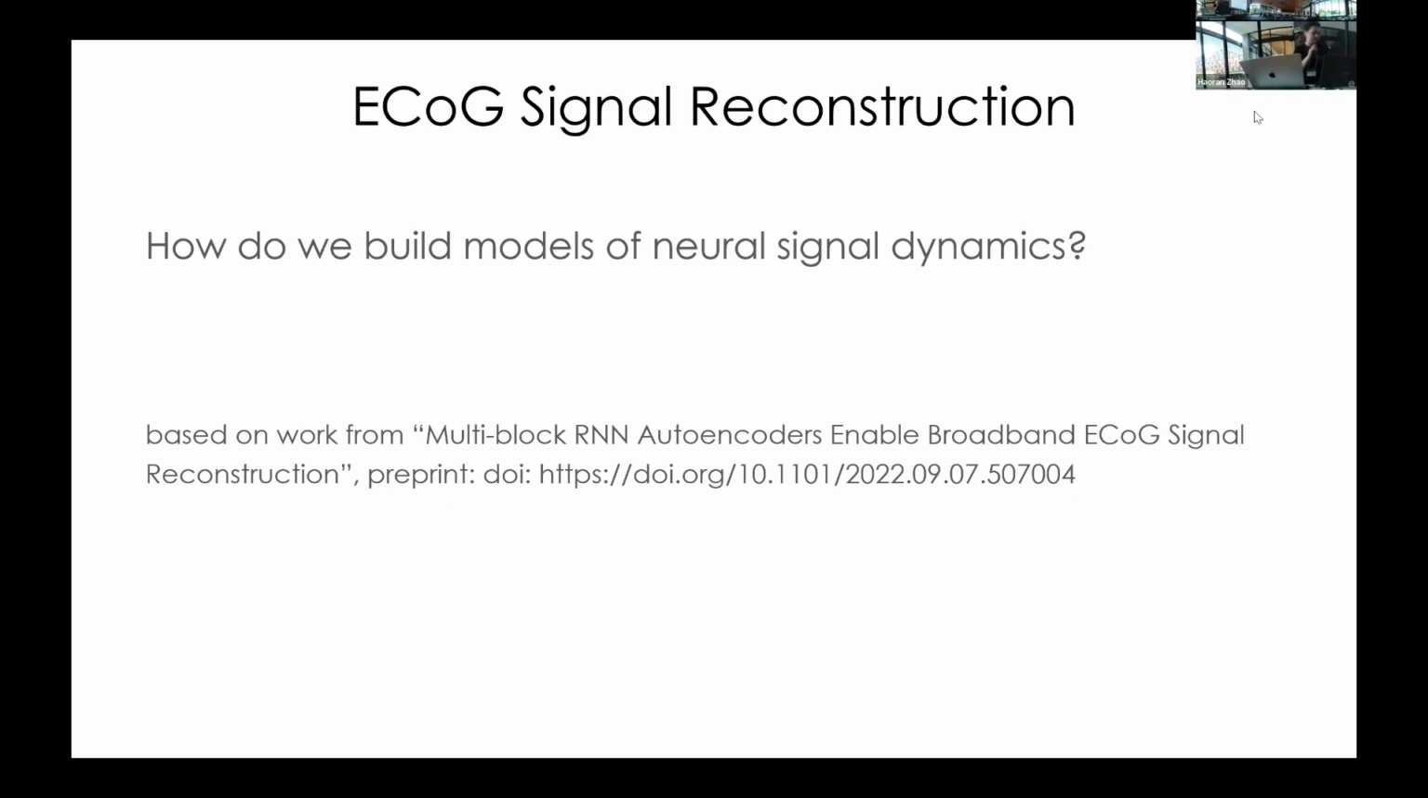All right. So Sajia has been working on how we use data to determine which features are the most relevant. What if we were also able to build a model of neural signal dynamics and effectively model the brain, and understand and verify these results that we have? This is based on work from a preprint by another former student in the lab: Multi-block RNN autoencoders enable broadband ECoG signal reconstruction.